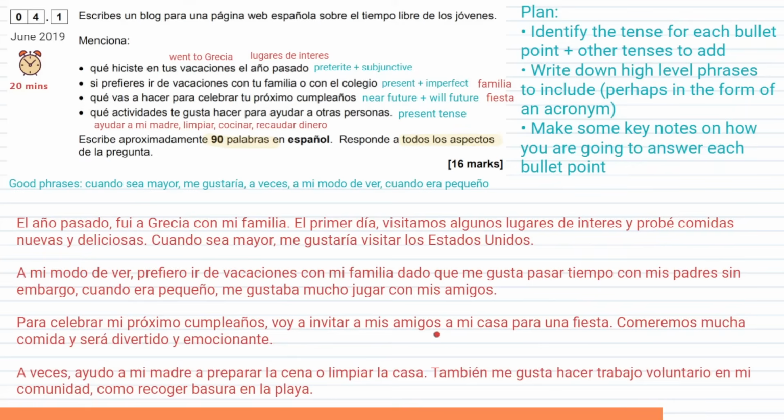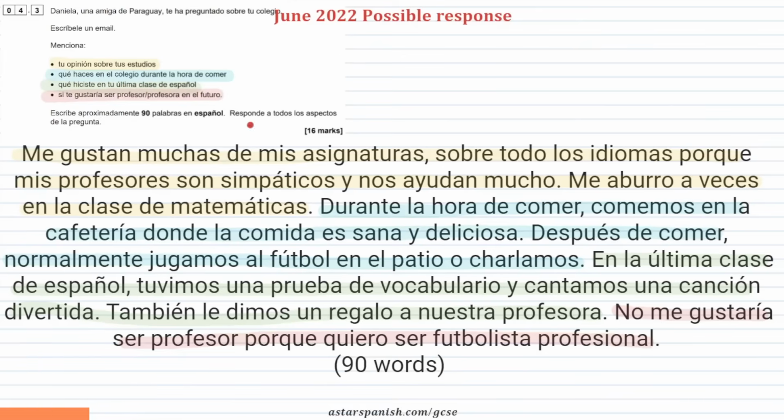I have split my work into 4 paragraphs, one for each bullet point, and I strongly recommend you do this too in the exam. And hopefully you can see how I've used my plan to help me write my final answer. The last thing regarding question 4 I want to show you is an example written by AQA. This was the June 2020 question 4.3. Pause the screen and have a read of this. This is the level you should be aiming for to get top marks in this question. If you have any questions, leave them in the comments.